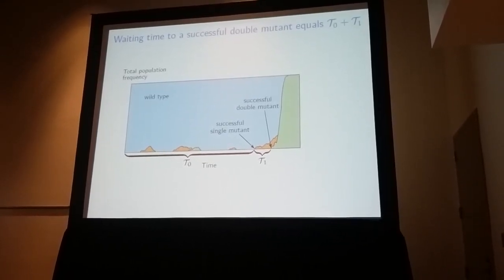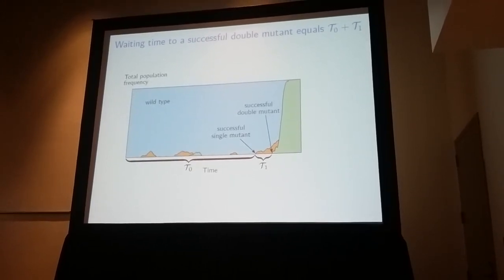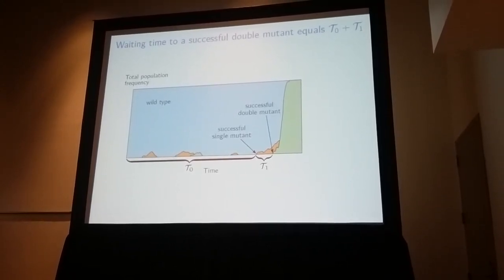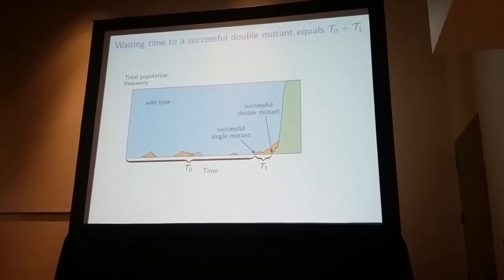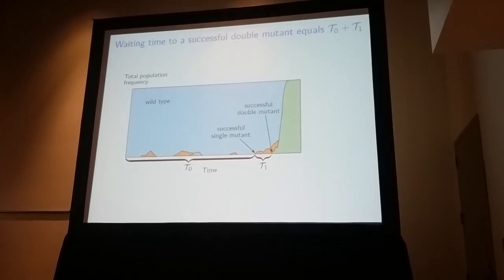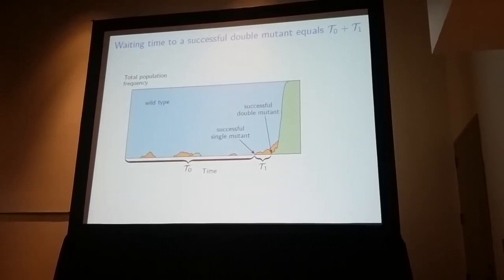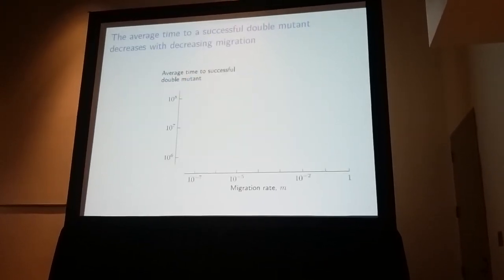Okay, so just to go back to this picture, I'm going to ignore the sweep time and just consider the waiting time for the sweep to start, which is going to be equal to T0 plus T1. I'm showing this picture to remind you that this trade-off I mentioned between T0 and T1 is going to be important when we consider how the average time to adapt depends on the migration rate. I'm going to show you one example where we vary the migration rate from very high to very low and look at the average time.